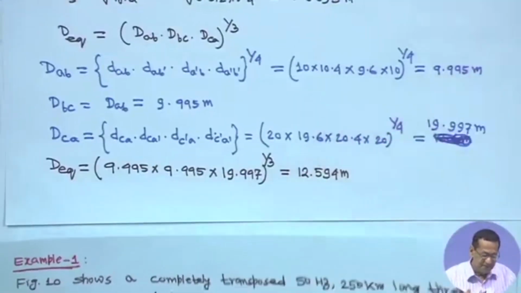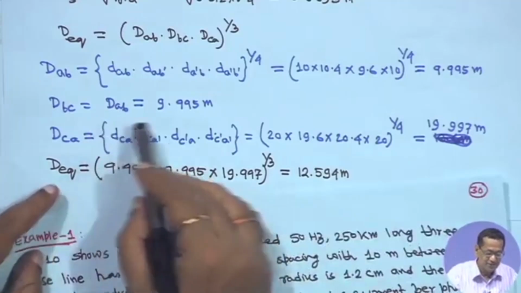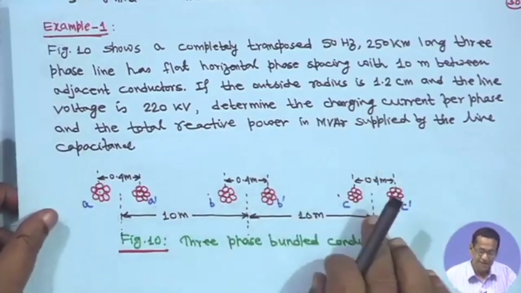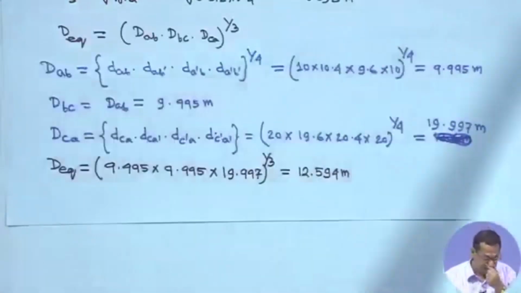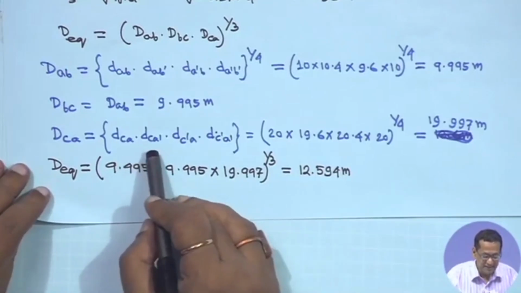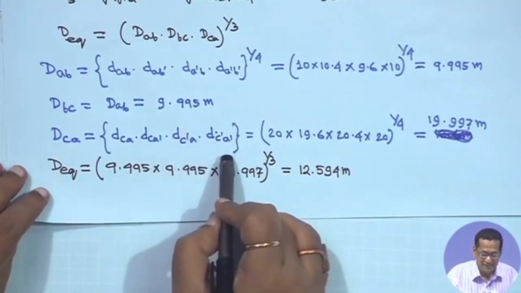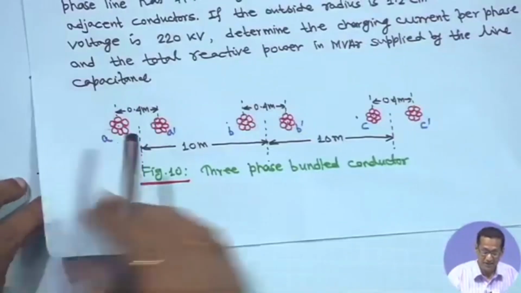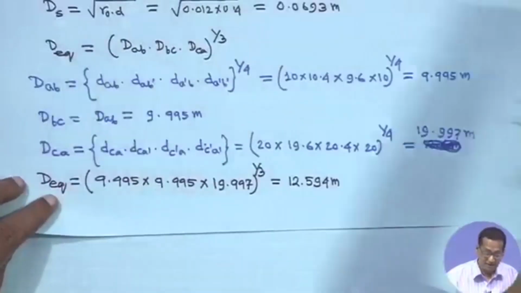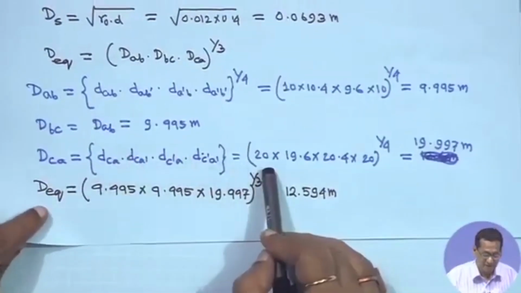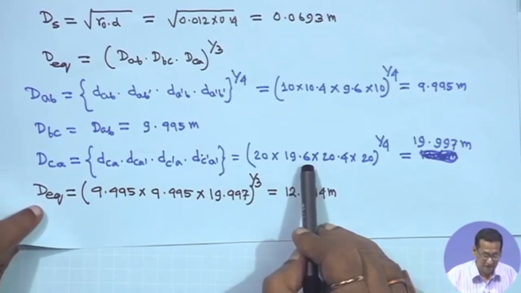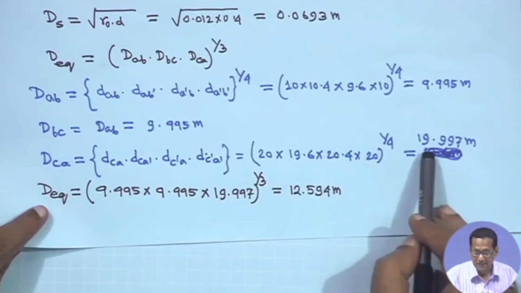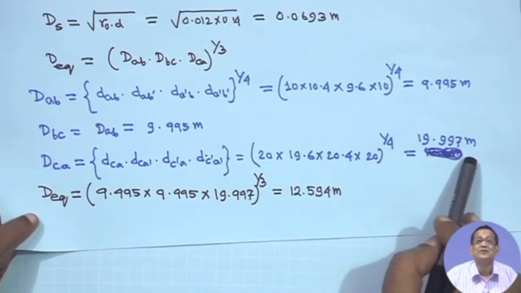Similarly, your DBC is equal to DAB, both are the same from symmetry, AB to BC being the same. Now, similarly you calculate DCA. So, if you calculate DCA, it will be DCA into DCA dash, DC dash A into DC dash A. Similarly, all the distances will be found from this figure. You will find that DCA is equal to 20 meter, then DCA dash 19.6 and DC dash A 20.4, and DC dash A dash is 20.4. The product to the power 1/4 is equal to 19.997 meter.